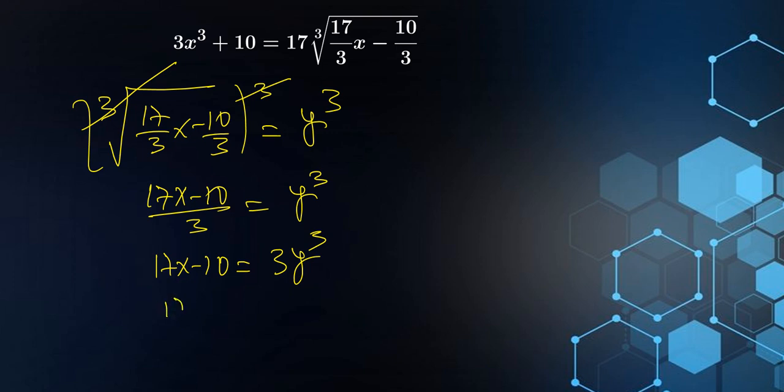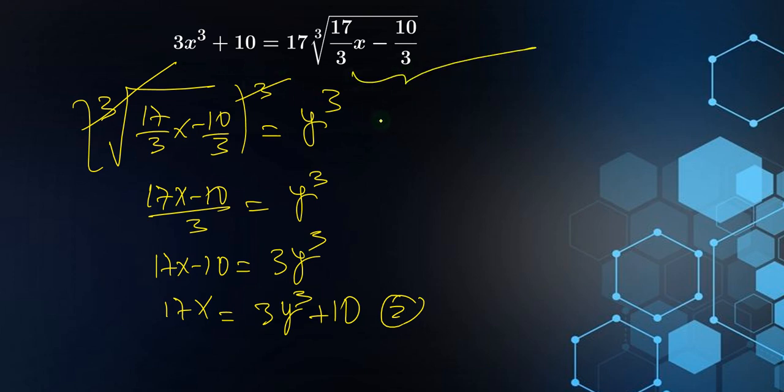So 17x is equal to 3y to the 3 plus 10, right? Let's say this is equation 2, and I'm going to bring the next one, which is the first one. I'm sorry for inverting this. So now I have 3x to the 3 here, plus 10, which is going to be equal to 17y. Let's say this is 1.